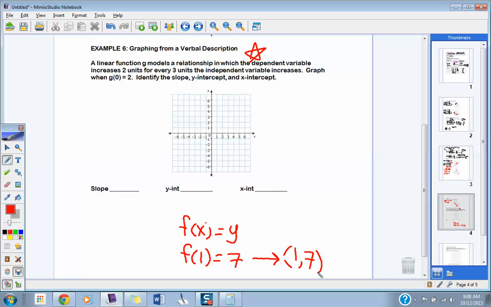So, in example 6, graphing from a verbal description, it says, we have a linear function g, which models a relationship in which the dependent variable increases 2 units for every 3 units the independent variable increases. There's a lot of wordiness there. We've been talking about slopes and y-intercepts. They say an increase of 2 for every 3 units of independent. I don't like the wording there. Let's see, an increase of 2, is that going to be an up or a down?